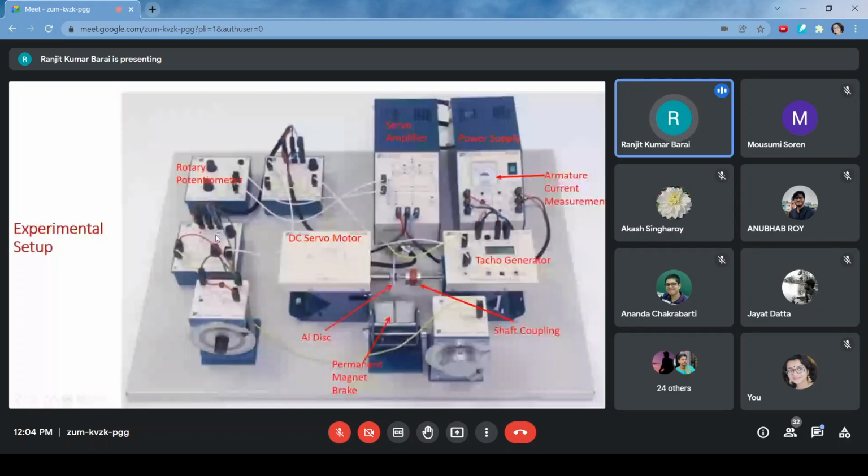Signal can be fed over here, the feedback can be fed over here, and it will compare it, and error will be produced. And it's the PID controller, and this is one. This is another potentiometer, a rotary potentiometer. This is a PID controller. Now, this is a servo amplifier.